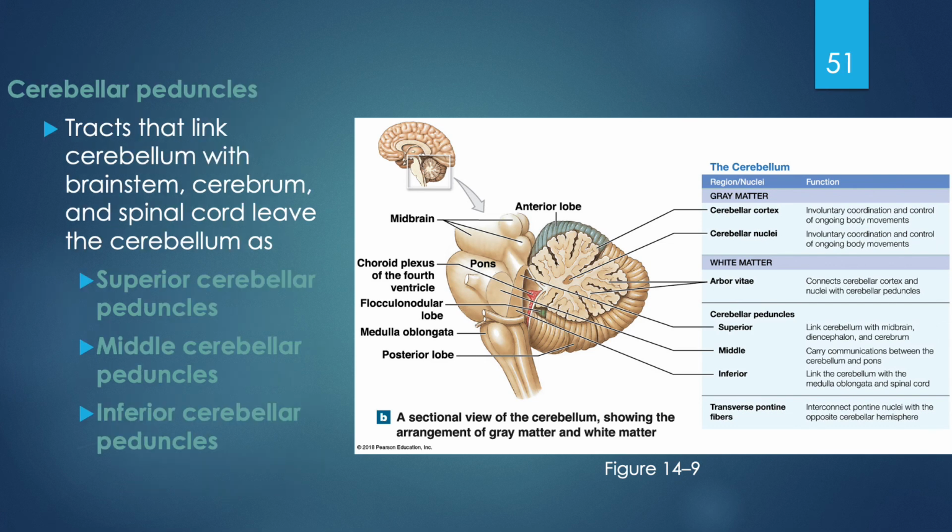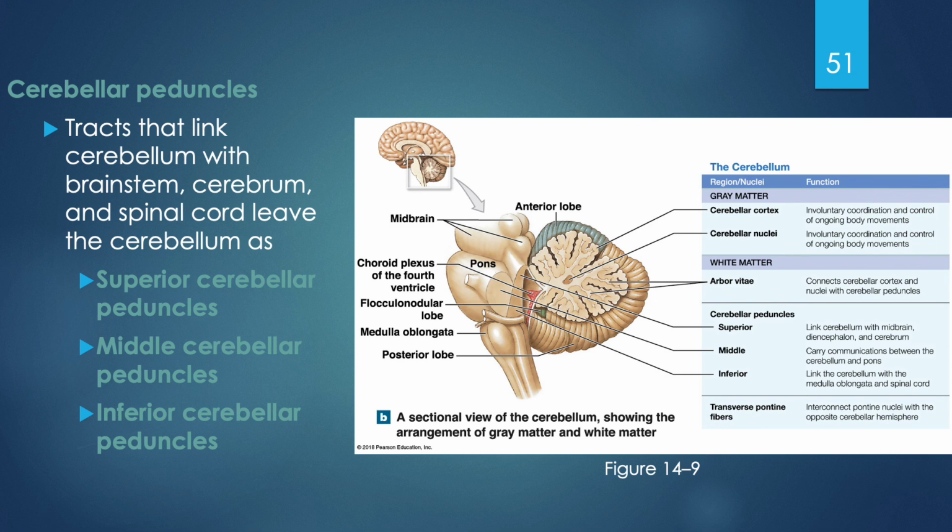There are tracts that are going to link the cerebellum with other structures nearby, like the brainstem, the cerebrum, and the spinal cord. And so these are called cerebellar peduncles. And I think of peduncle meaning stalk. Like if a polyp, for example, in the colon is pedunculated, then that means that it has a stalk, as opposed to if it's sessile, then it means it's broad-based. So the cerebellar peduncles, or stalks, are just those tracts. So we break them down into superior, middle, and inferior cerebellar peduncles.